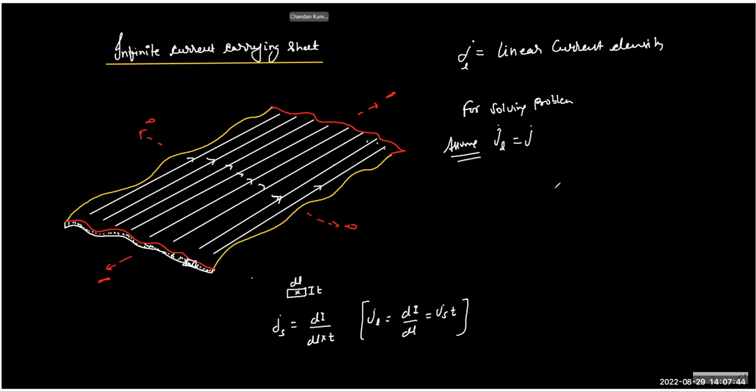So JL equals J, and now what we'll do is draw a simple cross-sectional view of the entire infinite sheet. We don't draw the entire sheet, just the cross-sectional view. You can see that this will go up to infinity on both sides. Always remember, for the sake of solving the problem, let's call the current to be going into the plane. You can choose out of the plane also.